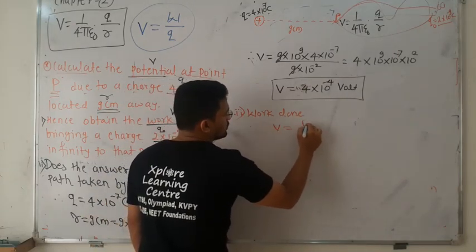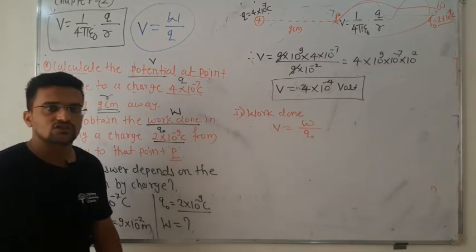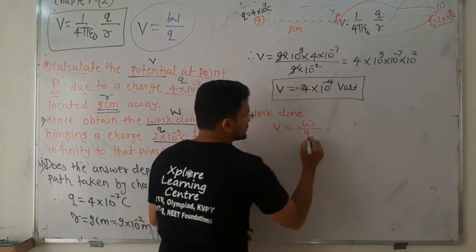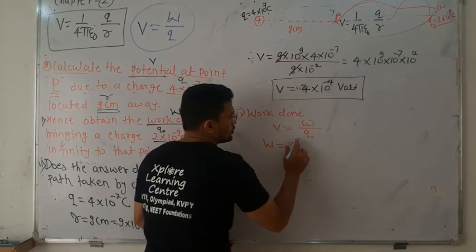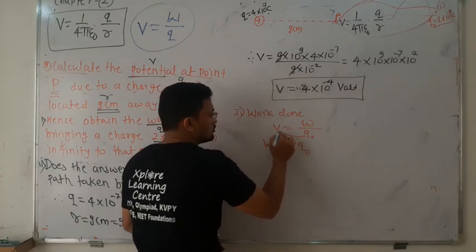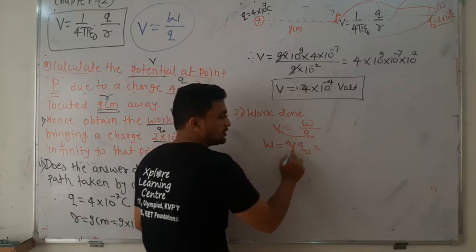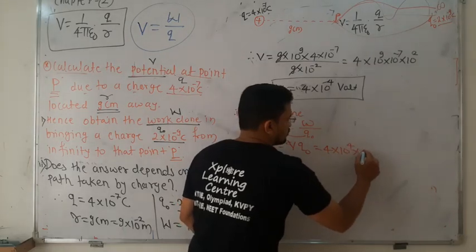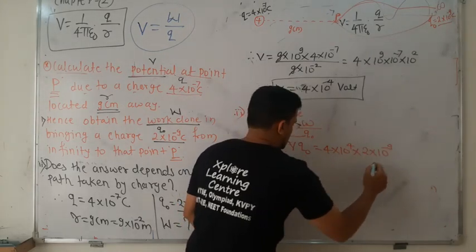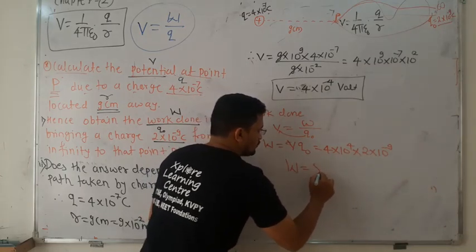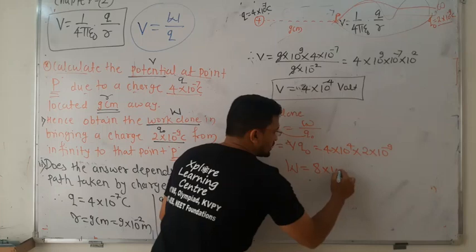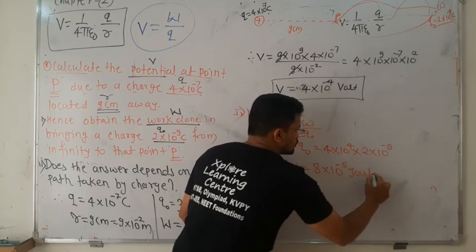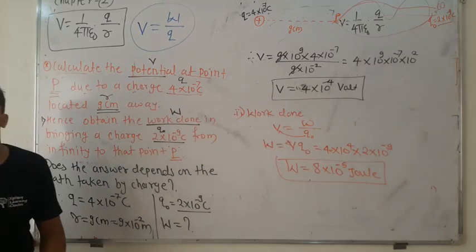So we know V is equal to work done divided by test charge, or the charge which is being brought. It may be q0, q naught, or simply q, as per your convenience. Therefore work done is equal to V multiplied by q naught. So we have calculated 4 into 10 to the power of 4, and q naught is 2 into 10 to the power of minus 9. So work done is 4 into 2, 8 into 10 to the power of minus 9 plus 4, that is minus 5, joule. Okay, so this is your answer.